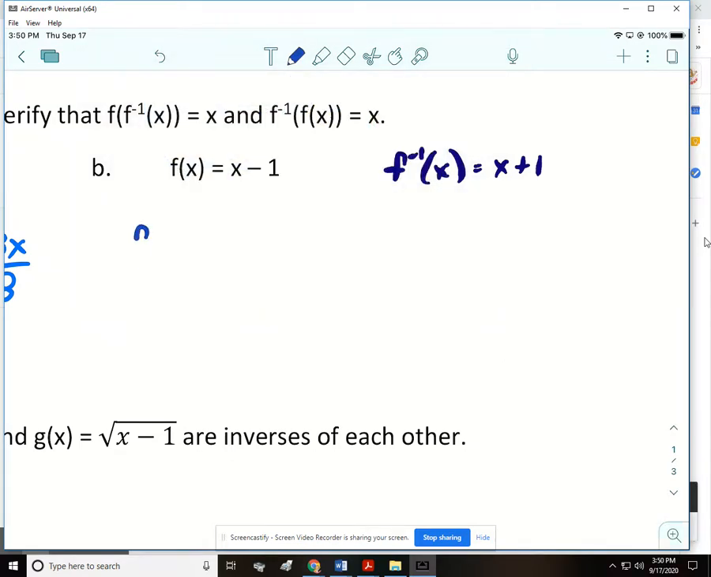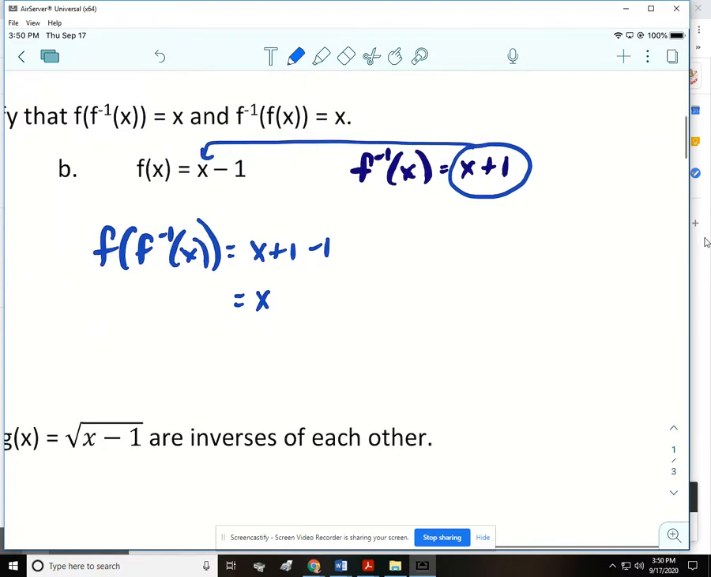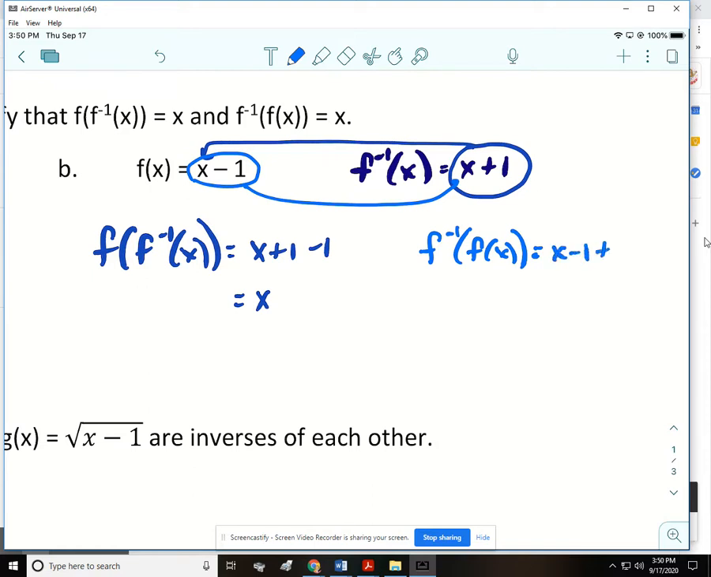All right, then we need to do f of f inverse. So that means we'll take what the inverse is and put it into the original. So we would subtract 1 from that inverse, and that leaves you with x, which is exactly what we needed to happen. And then don't forget, you have to do it the other way also. Take the original function and put it into the inverse. Everything I put into the inverse, I add 1 to it. So you're just left with x.